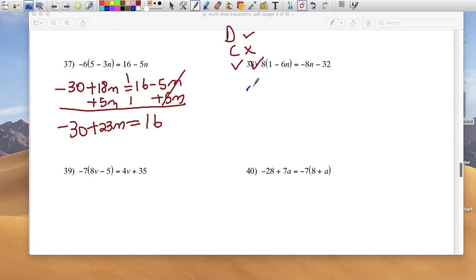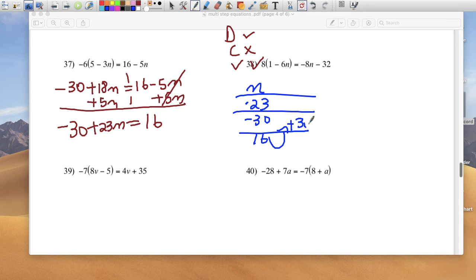Variables on both sides. So here's my variable n, which is being multiplied by 23, and then minus 30, and that gives you 16. Right? So notice these numbers are the same that are over here. So what are we going to do? We're going to go back and do plus 30, and then we're going to divide both sides by 23. So these are the two steps we're going to take care of.